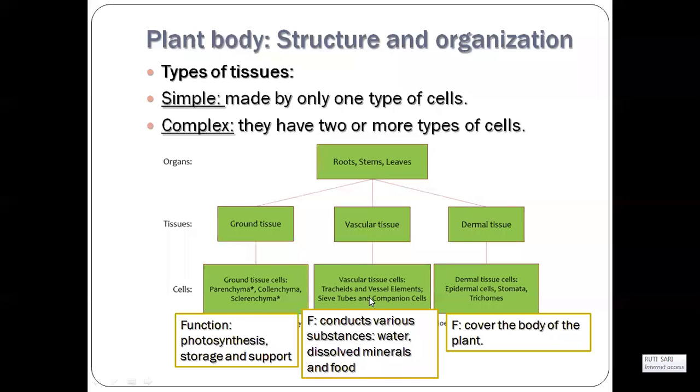En el caso de las plants, the vascular tissue have tracheids, basal elements, sieve tubes, companion cells, and the function is conduct various substances. It could be water, dissolved minerals, and food to make or to realize the functions of the body of the plant. Para que la planta pueda realizar sus funciones necesita tener este vascular tissue. Caso contrario, no se podría absorber elementos y transportarlos a través de la planta.